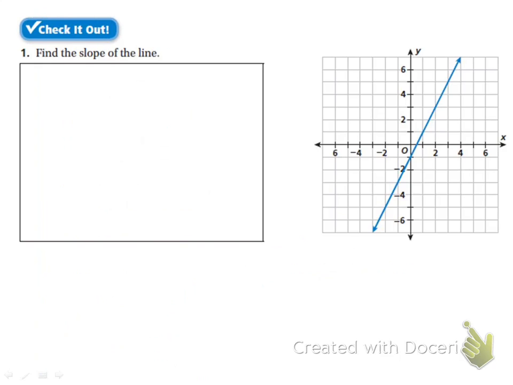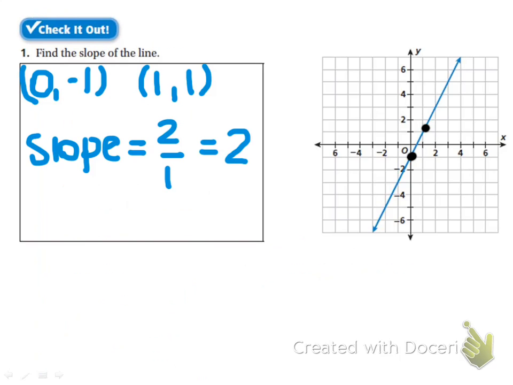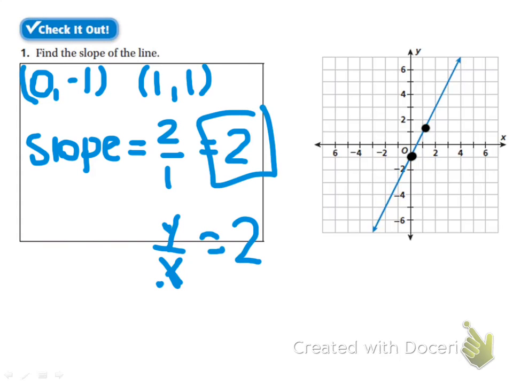Okay, I'd like you to pause the video and do check it out, number 1. Okay, I used the points 0, -1, and 1, 1 to find the difference. 1 and -1, the difference is 2, and 0 and 1, the difference is 1. So when I take my y divided by x, I find that 2 divided by 1 is 2. So my answer was 2, is my slope.